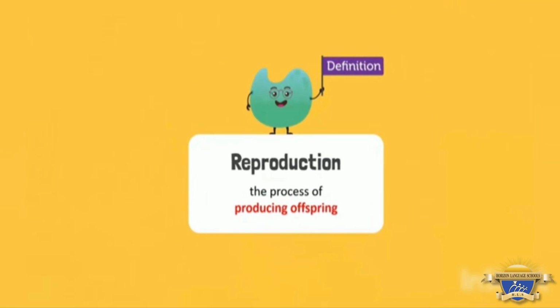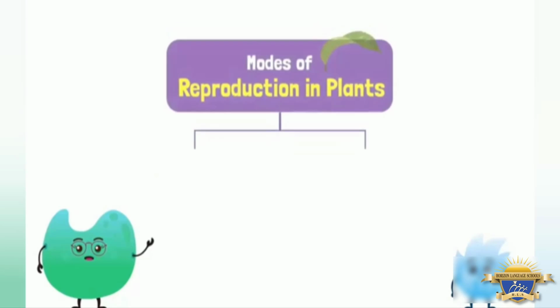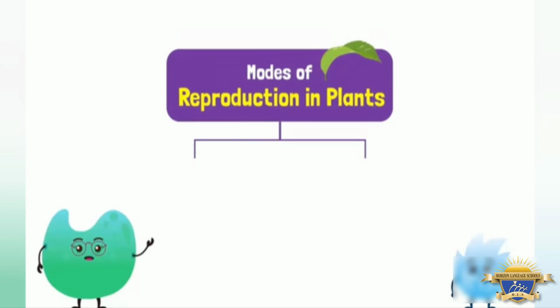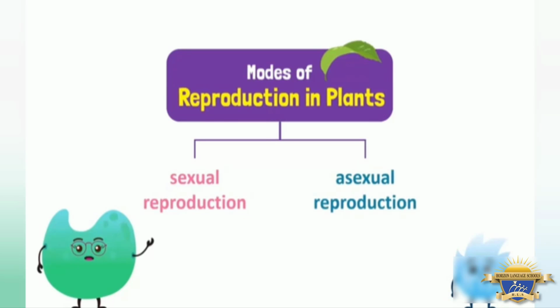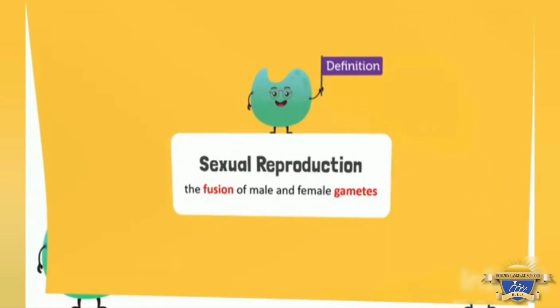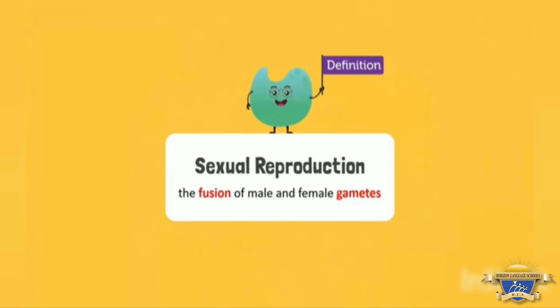The process of producing offspring is called reproduction. There are two modes of reproduction in plants: sexual reproduction and asexual reproduction. The fusion of male and female gametes is called sexual reproduction.